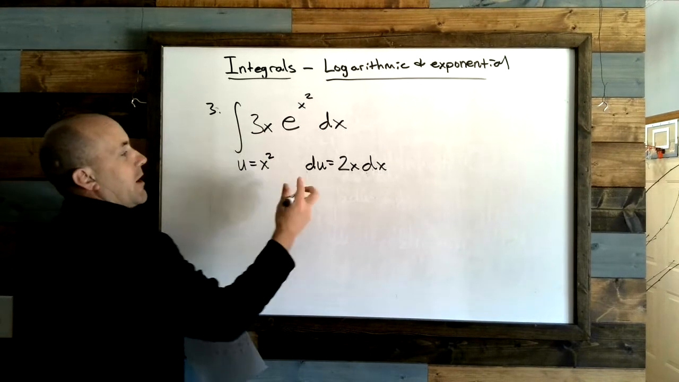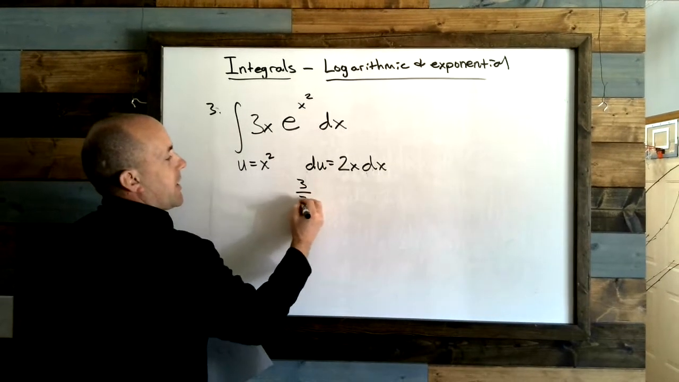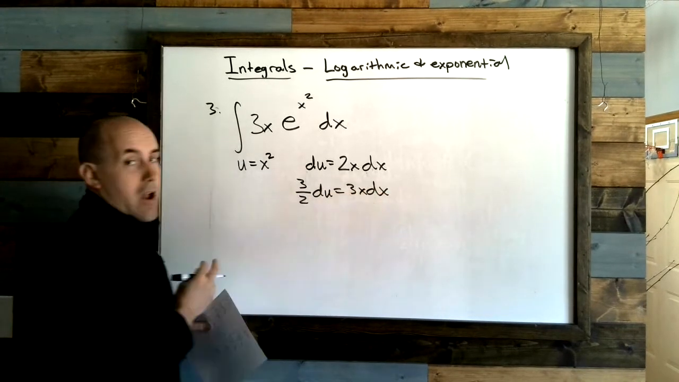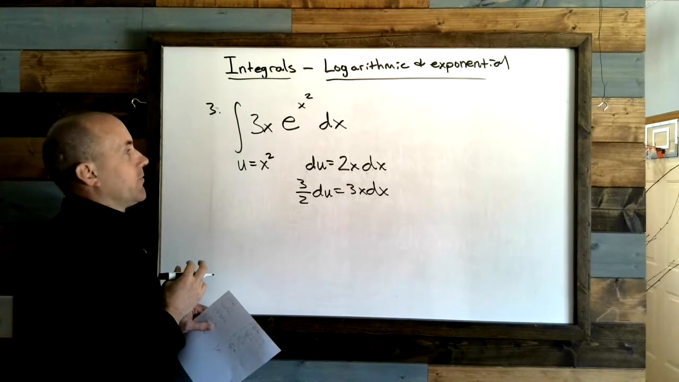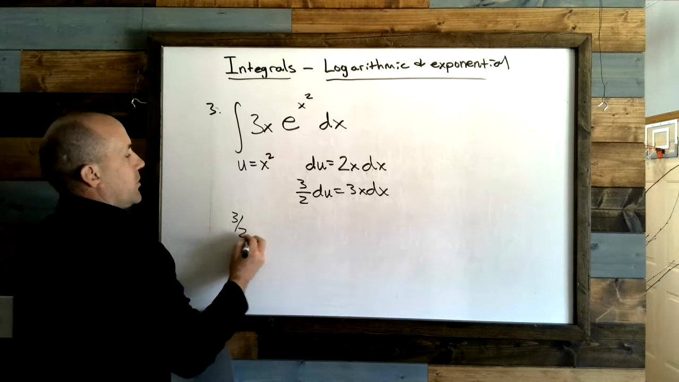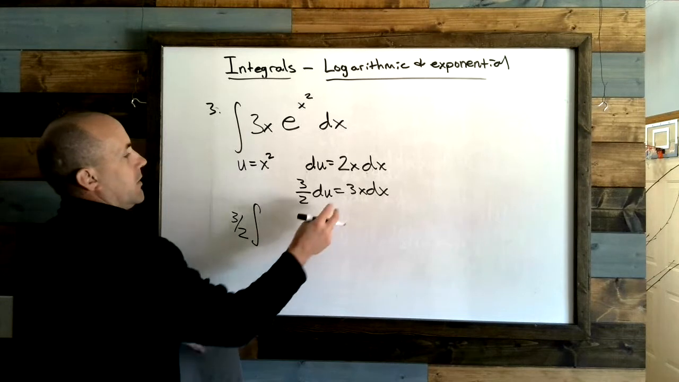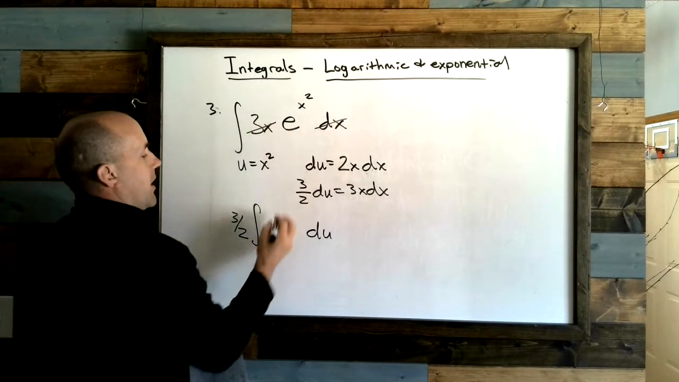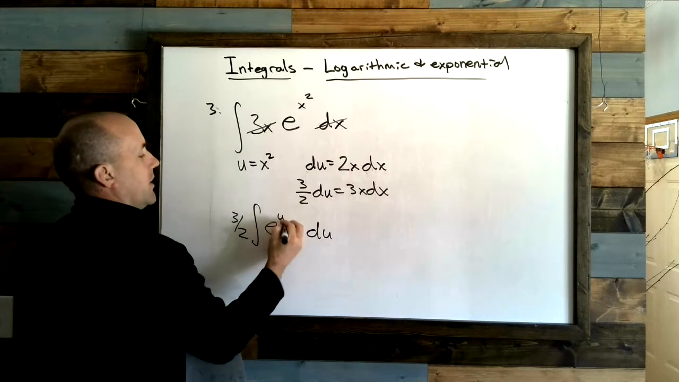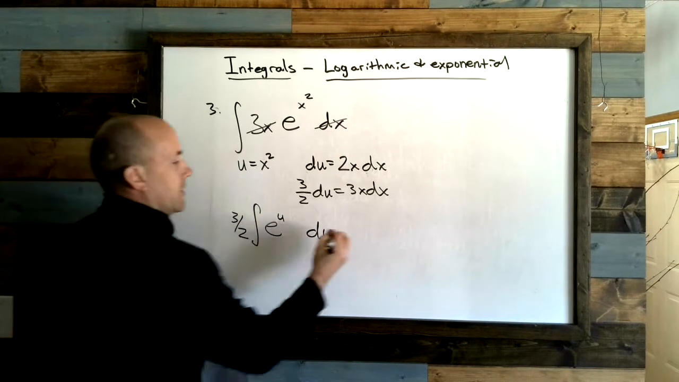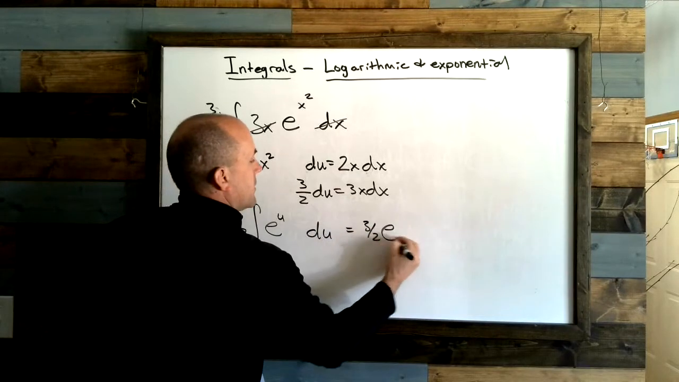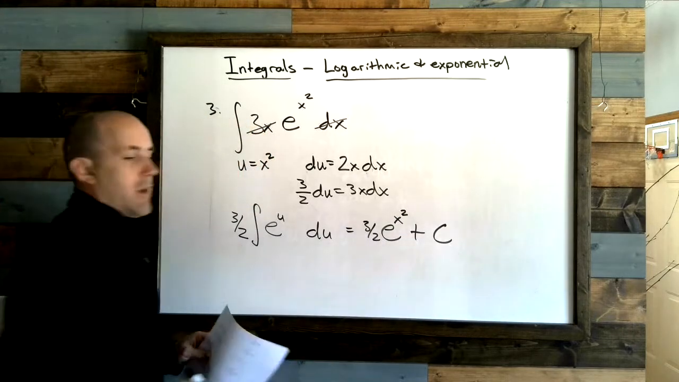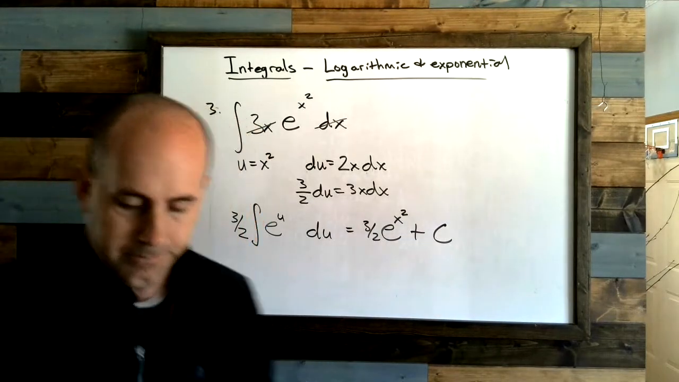So if I divide by the 2 and multiply by 3, 3 halves du is equal to 3x dx. Now I have my appropriate substitution. 3 over 2 integral du. I get rid of that, I get rid of that, I'm left with e to the u. And the antiderivative of e to the u is e to the u. And that's my third example.